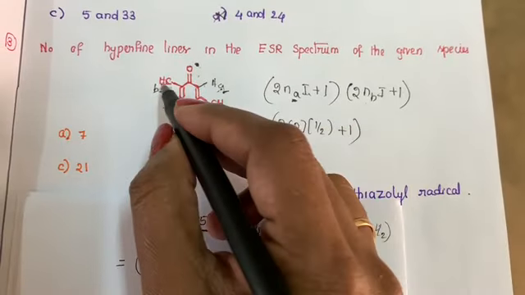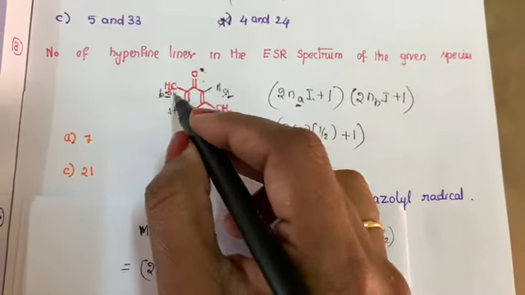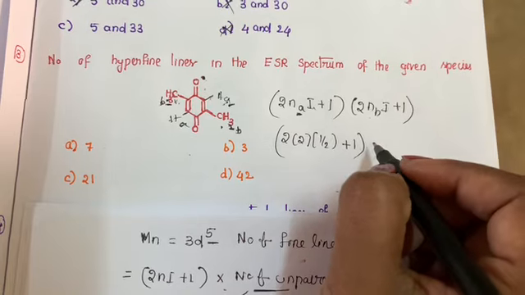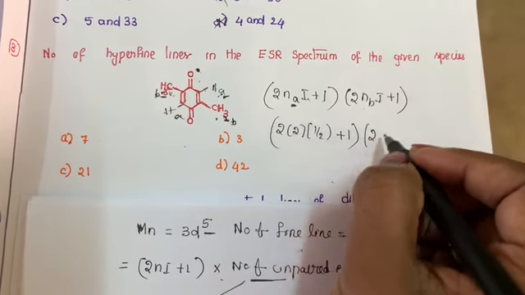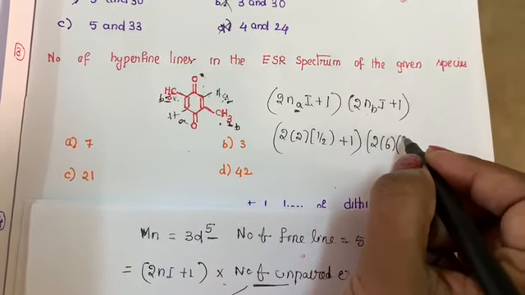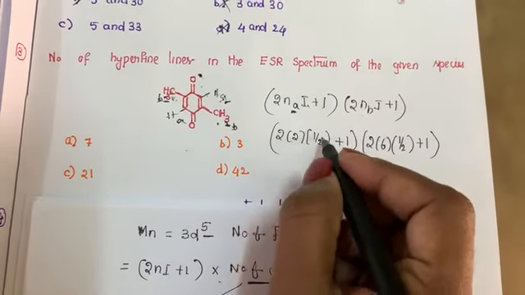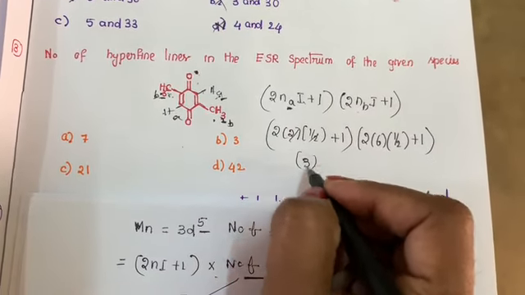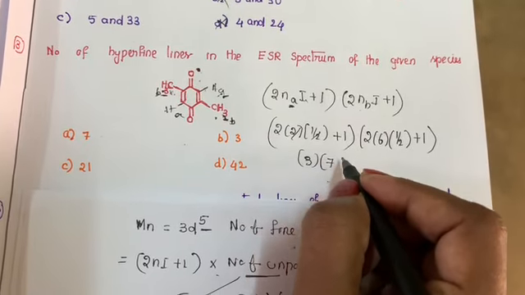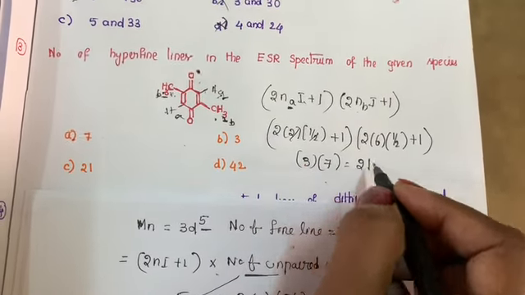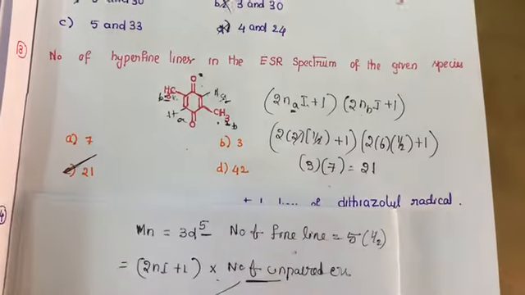And these methyls, how many are there? A total of 2 methyls which are equivalent. A total of 6 hydrogens are of the same category. So 2 multiplied by 6, where each hydrogen contributes half spin, plus 1. So here the total value will be 3 multiplied by 7. So you will get the value 21. So option C will be the right answer.